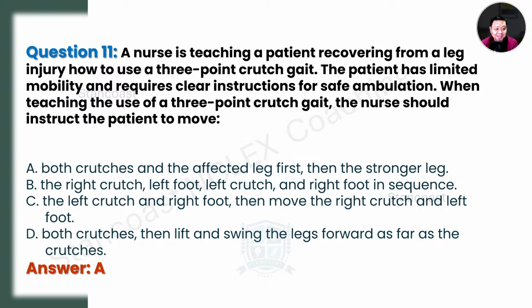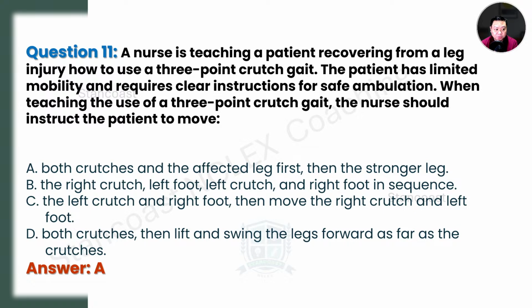If you selected letter B, the right crutch, left foot, left crutch, and right foot in sequence, again, this is a huge factor of destabilizing the patient's gait. This will not allow support. If you selected letter C, the left crutch, right foot, then move the right crutch and left foot, again, you're not going to be able to allow the patient to get much support this time. It will increase their chances of falling as well.